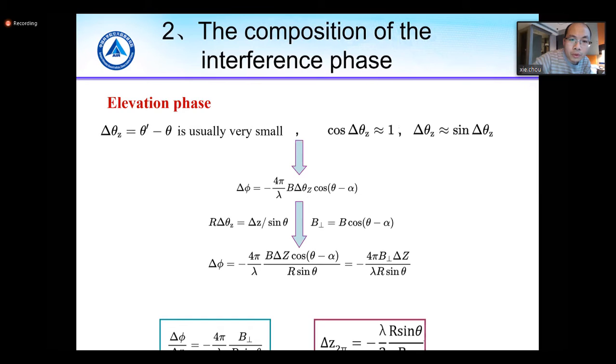Based on the assumption that the data span is usually very small, we can set up a relationship between the phase and elevation. We can also get a formula to represent elevation ambiguity.